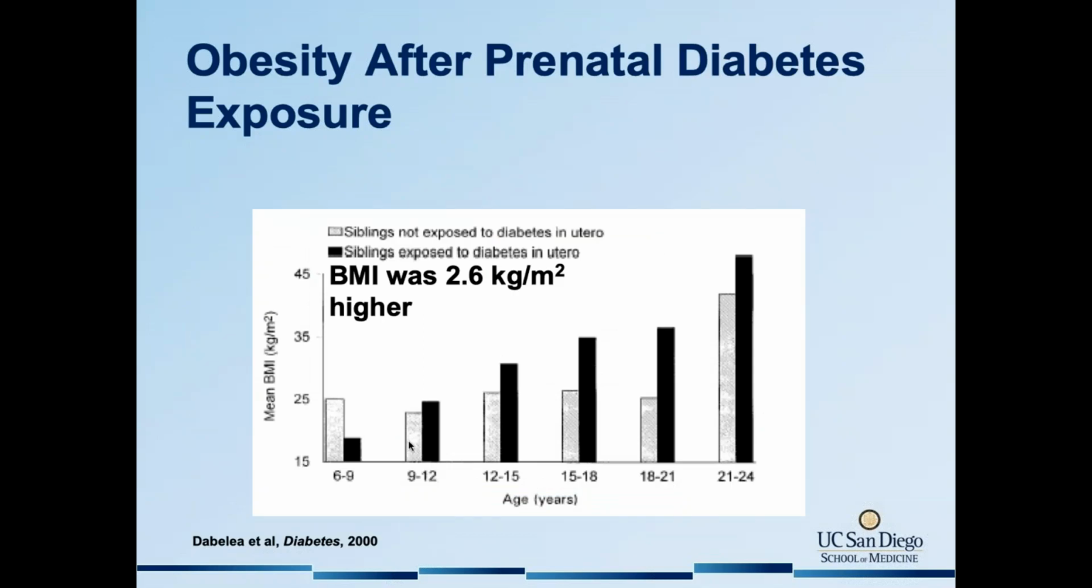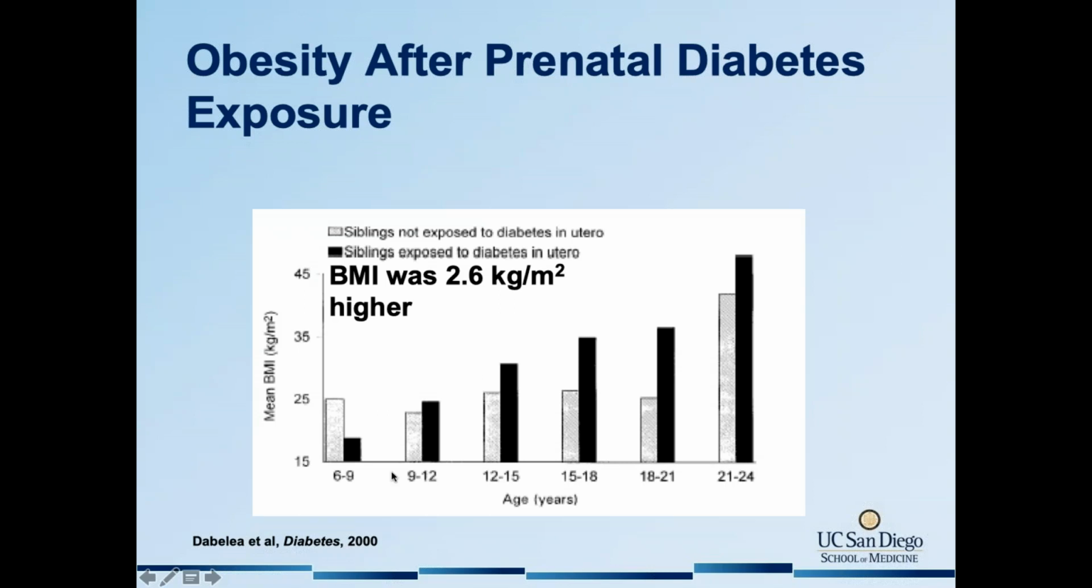And we will be talking about breastfeeding more later on. There's also really good epidemiologic data supporting the fact that children born to mothers with diabetes tend to be larger and have a higher risk of obesity later in life.